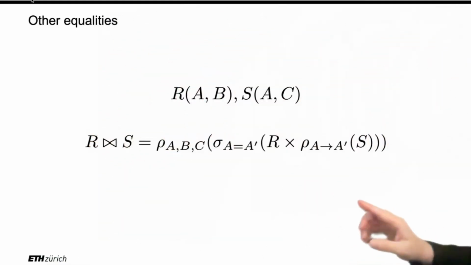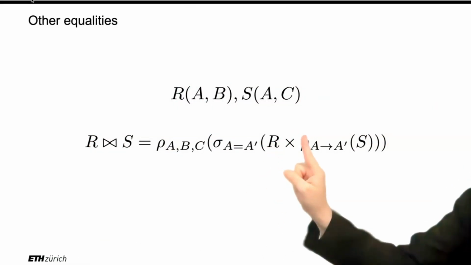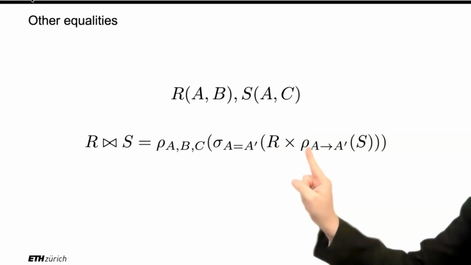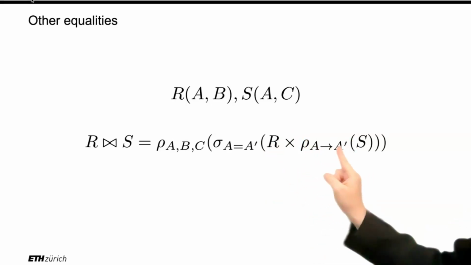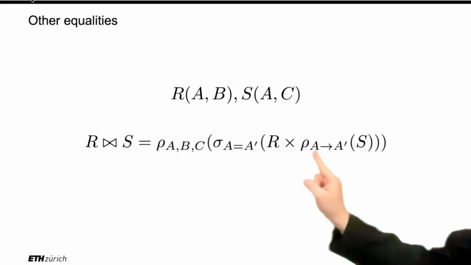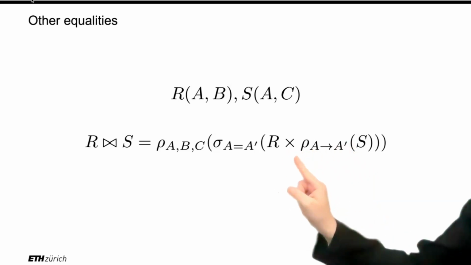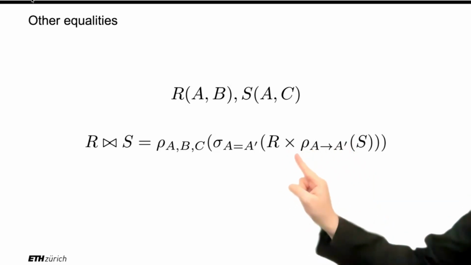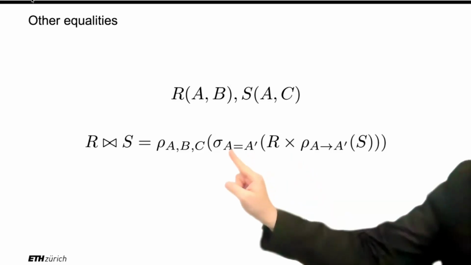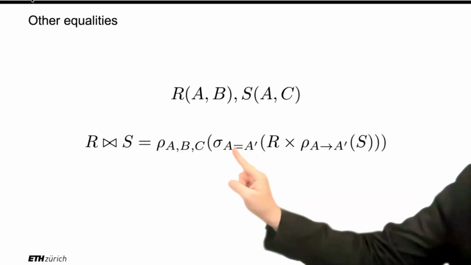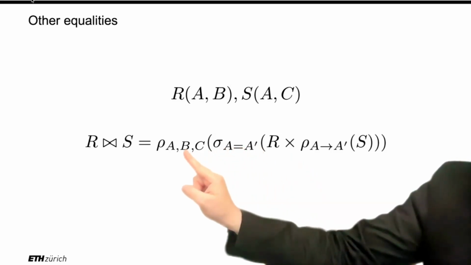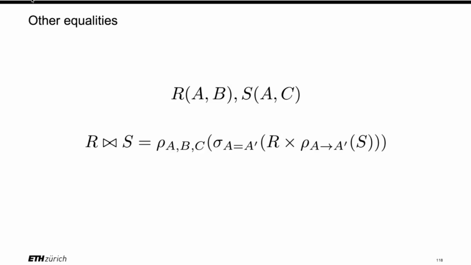So you see, the one I changed was right here. I just had a sigma, and that should be a rho. It's a renaming. So we rename A to A prime on S's side. We join. So now we have the schema you said on Zoom with A, B, A prime, C. Then we select those for which A equals A prime, and then we project on A, B, C to get rid of A prime, and we have the join. Perfect. And now the formula is also correct.